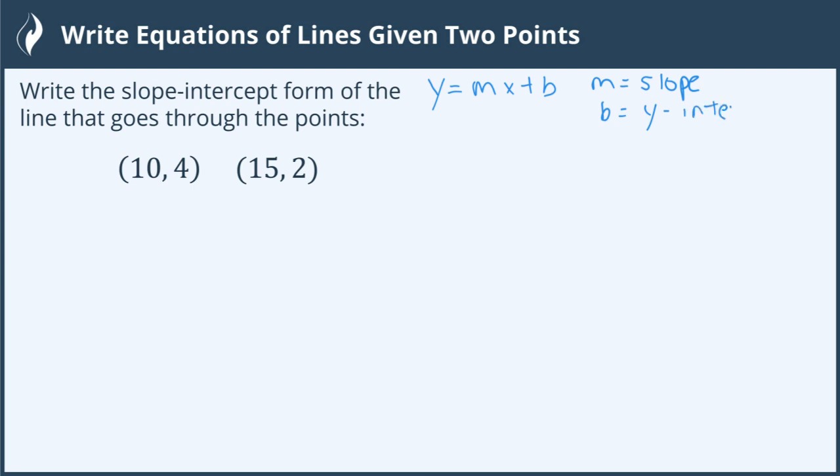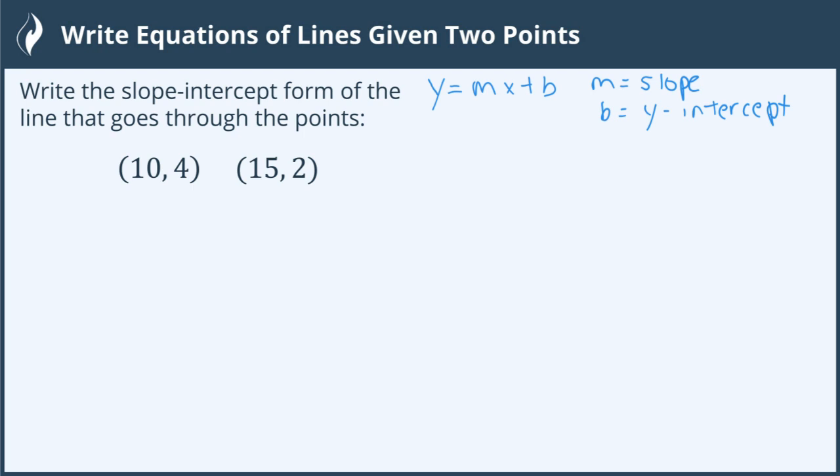Now, there is more than one way to find this equation given 2 points. I'm going to show you a way that I think is more simple and easier, and you don't have to do as many steps, but it isn't by any means the only way that you can do this. Okay, so the first thing we need to do is find our slope.